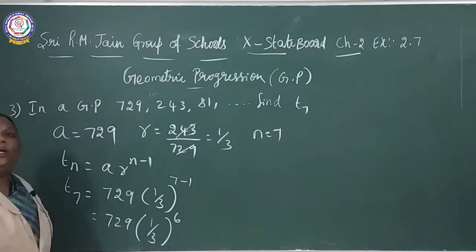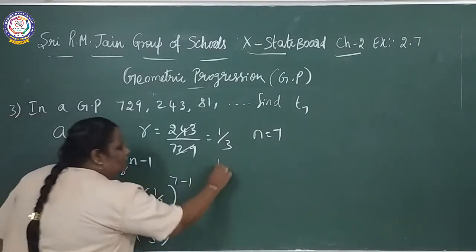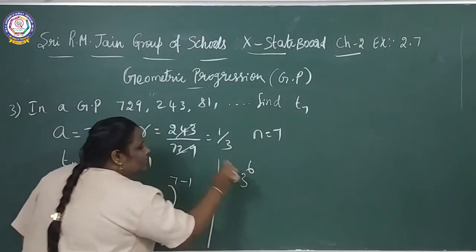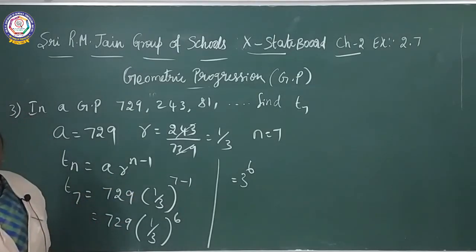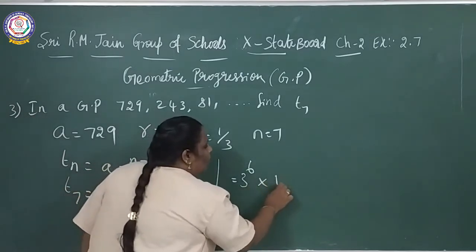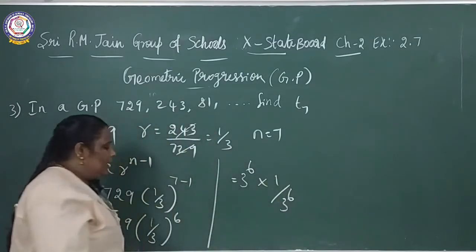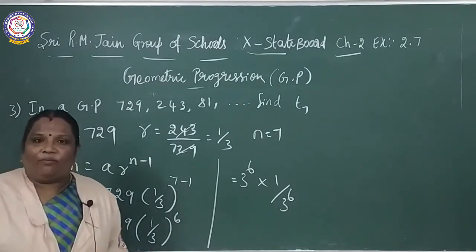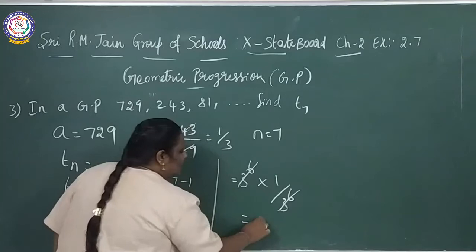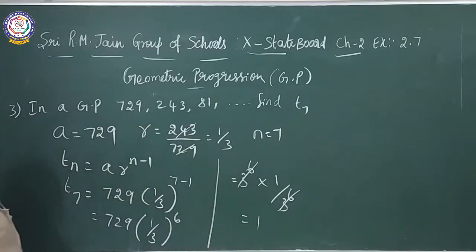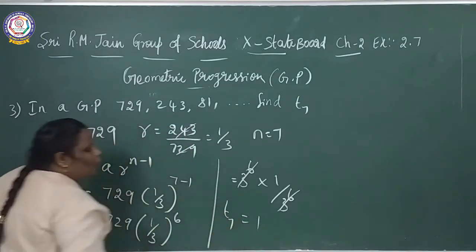So 729 is nothing but 3 power 6. 3 threes are 9, 9 threes are 27, 81, 243 and 729. So 3 power 6 into 1 by 3 power 6. 1 power 6 gives the same value 1. So 3 power 6 and 3 power 6 get cancelled. The answer: T7 value is 1.